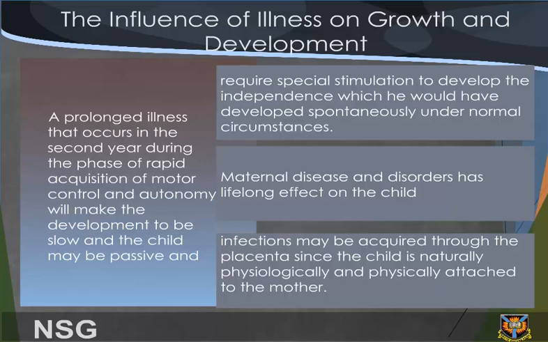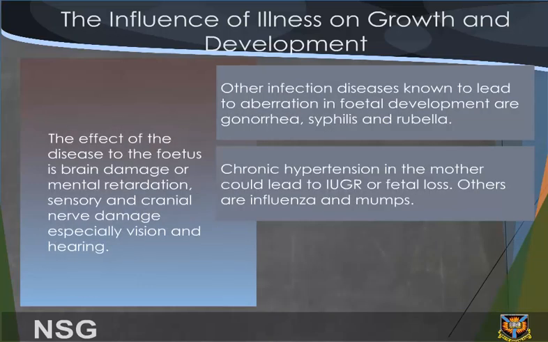Maternal disease and disorders have lifelong effects on the child. Infections may be acquired through the placenta since the child is naturally, physiologically, and physically attached to the mother. The effects of the disease on the fetus are brain damage or mental retardation, sensory and cranial nerve damage, especially vision and hearing. Other infectious diseases known to lead to aberration in fetal development are gonorrhea, syphilis, and rubella. Chronic hypertension in the mother could lead to IUGR or fetal loss. Others are influenza and mumps.